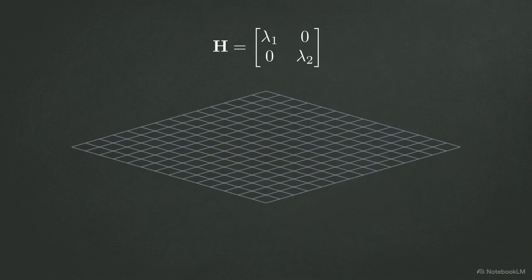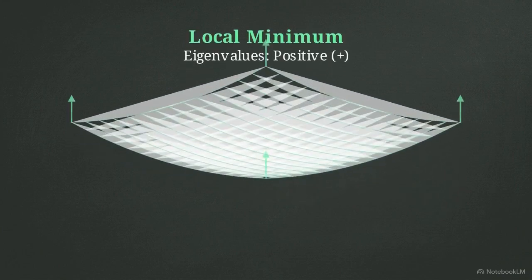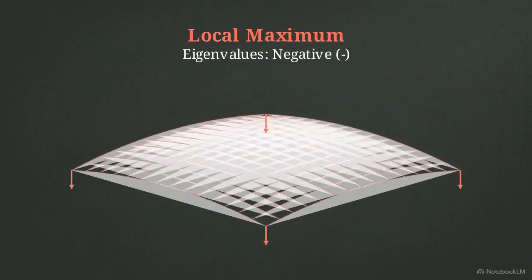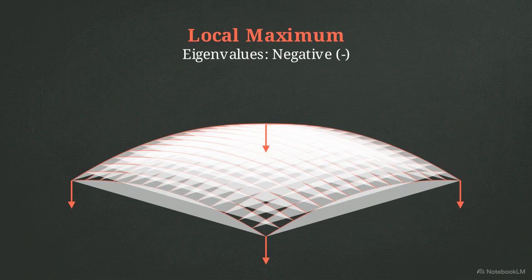If the eigenvalues are all positive, the multidimensional space curves upwards in every direction. This forms a bowl shape, meaning you have found a true local minimum. If the eigenvalues are all negative, the space curves downwards, creating a hill shape. You are standing at a local maximum.